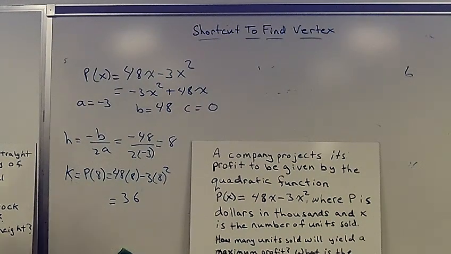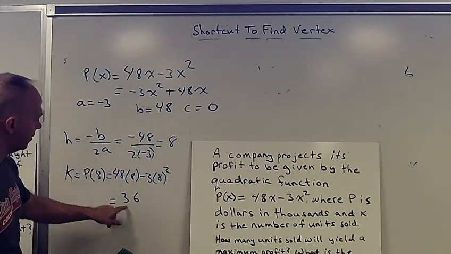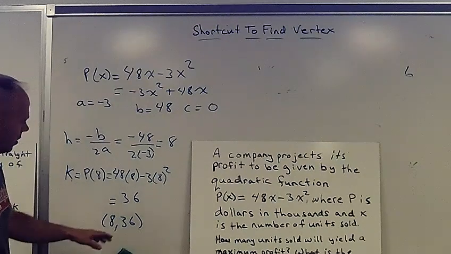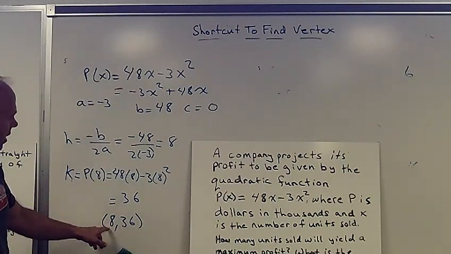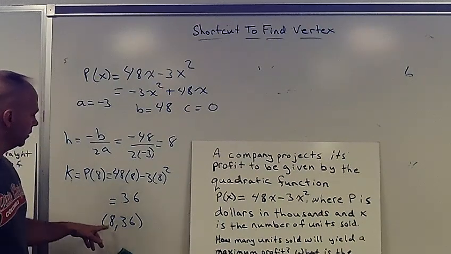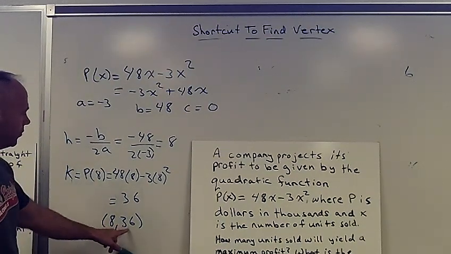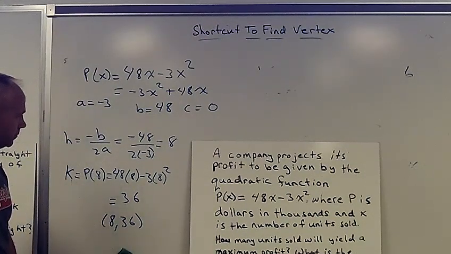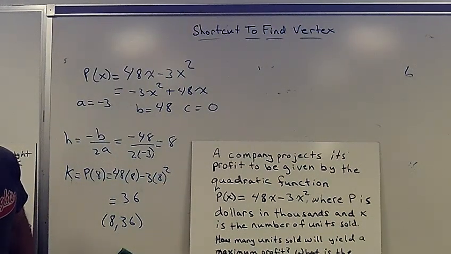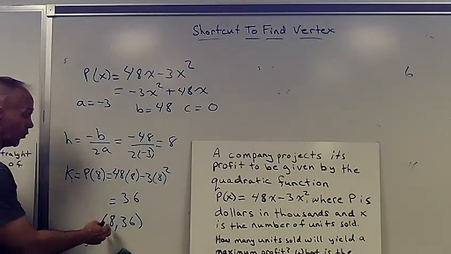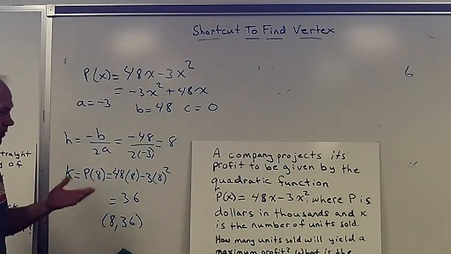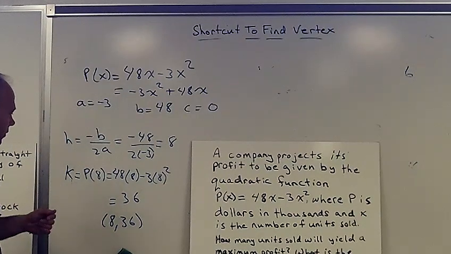So what does this mean? When H is 8, K is 36, so 8 comma 36. Well, remember, this is x, p. X is the number of units. So if we sell 8 units of our product, we get not just $36, we get $36,000. Cool. Okay, now, I don't know what we're selling. We sold 8 of them. We got $36,000. Obviously, we're not selling frisbees, maybe supercomputers or something.